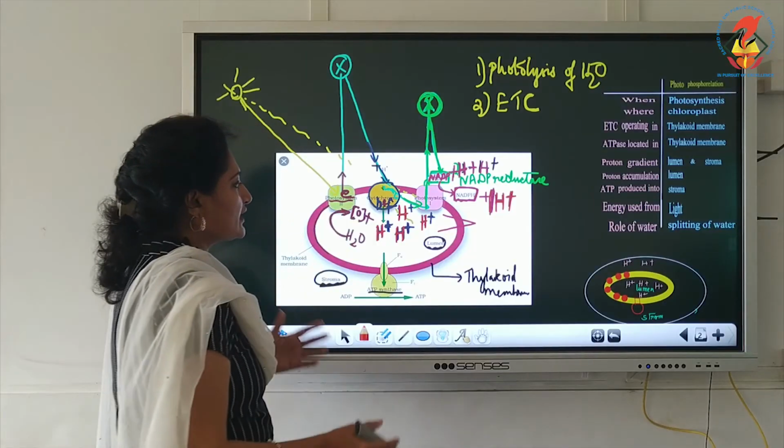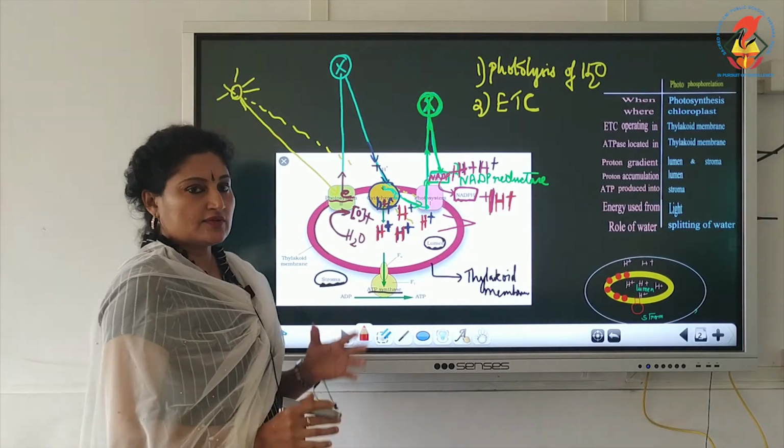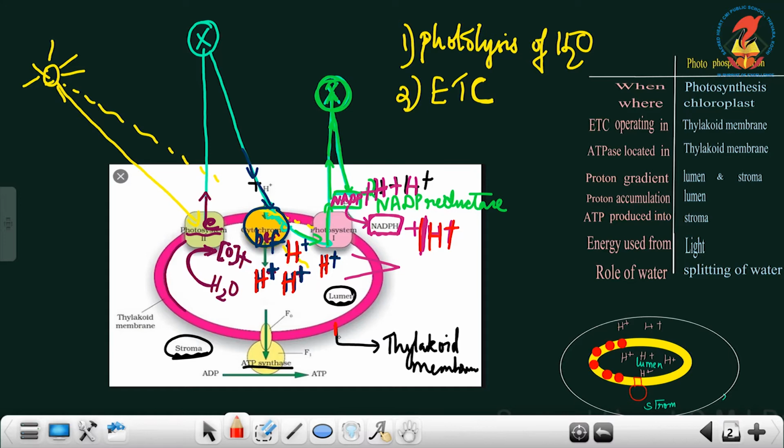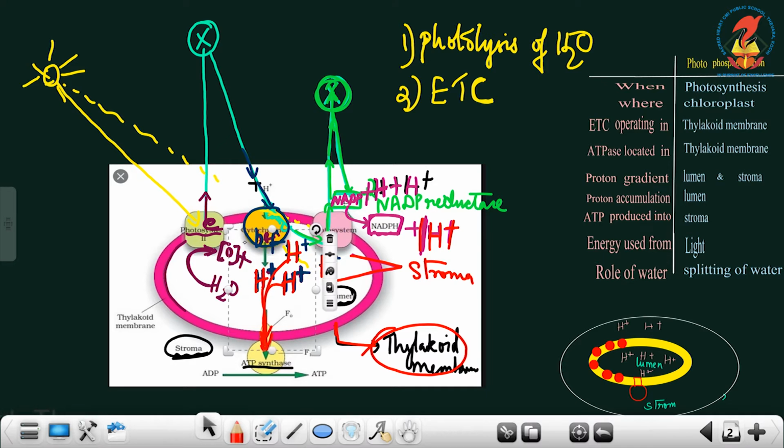Now, a proton gradient is created across the thylakoid membrane. We have more protons in the lumen than in the stroma. Now, the gradient should break. This is the movement of protons from a region of high concentration to a region of low concentration through the ATPase. So, now protons move. See, the protons get in. See, I am going to transfer the protons.